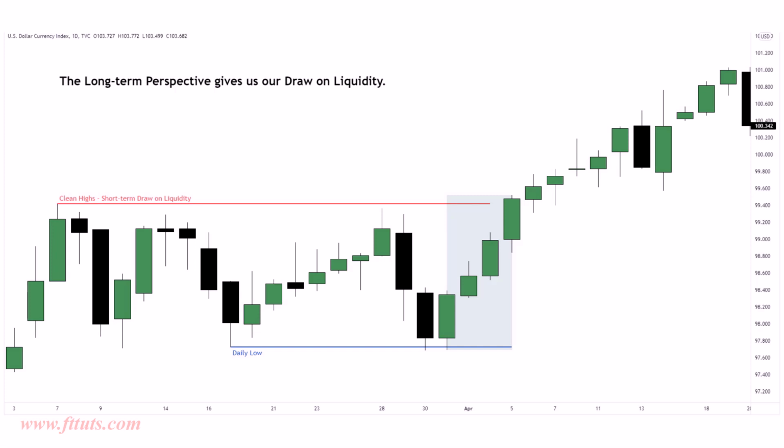The long-term perspective gives us a draw on liquidity. We'll talk more about draw on liquidity in a bit, but essentially it's opposing liquidity pools and opposing imbalances. So if order flow gets activated here, where is the opposing liquidity pool? We have a swing high here, then we look to the left, we have more swing highs, and they're clean. So we can say that's the short-term draw on liquidity.